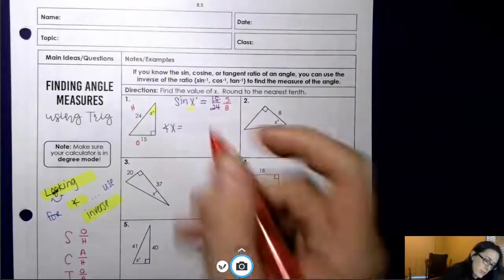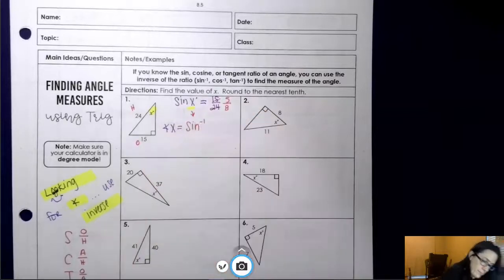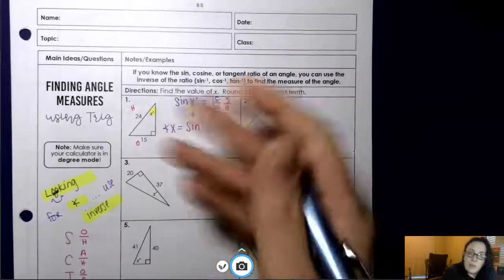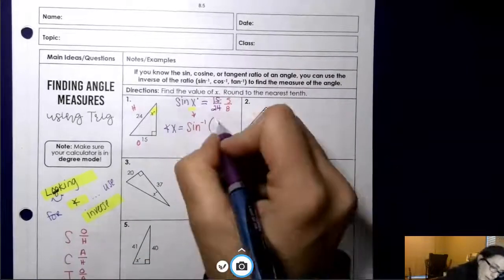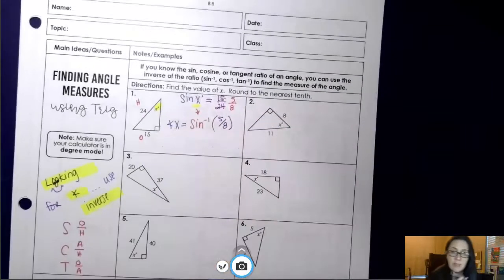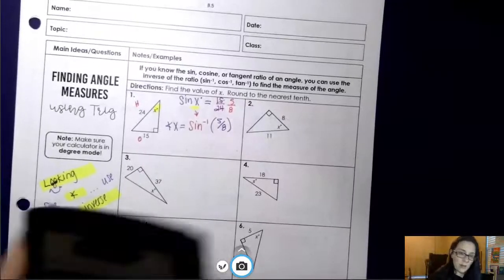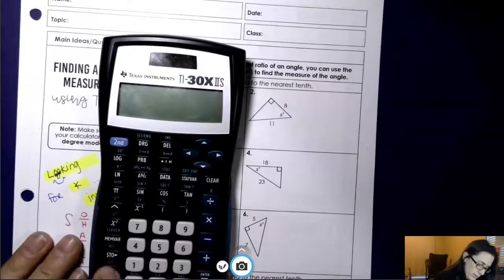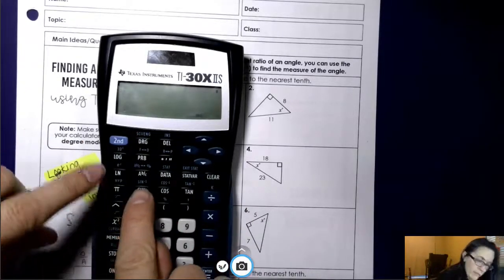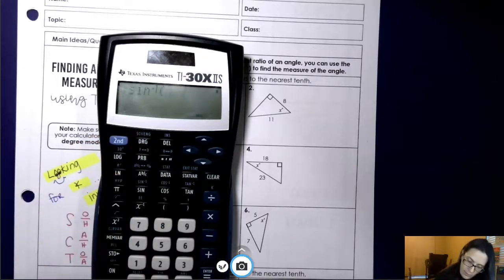I am now going to use inverse sine of, again, you can put 15 over 24 or 5 over 8 in here. You will get the same answer no matter which one you use because they're the same fraction. So plug that in your calculator. Now to get the inverse function, we want sine. So sine, inverse is right above it. So I'm going to go second sine, and I get the inverse function. I'm going to put in 5 over 8.